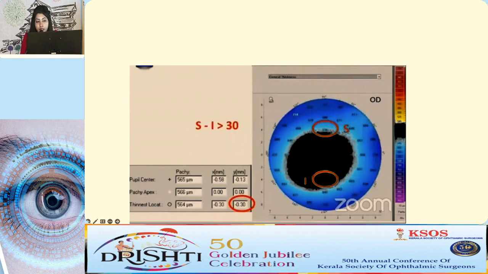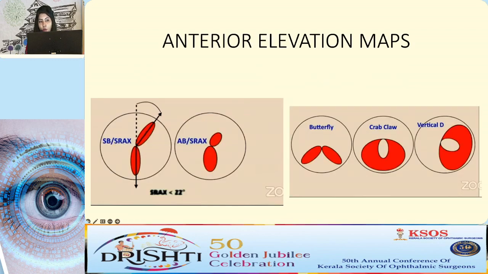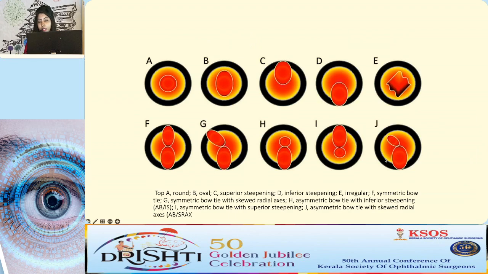Coming to the thickness map, what you want to look at is the superior-inferior asymmetry. The superior value and the inferior value, if the asymmetry is greater than 30 microns, it is abnormal. In the curvature map, look for skewing. Skewing means, when compared to the optical axis, if there is a skewing of more than 22 degrees, it is again a red flag sign. Also look for abnormal shapes like butterfly, crab claw, vertical D. These all are abnormal. I'll be discussing them later.